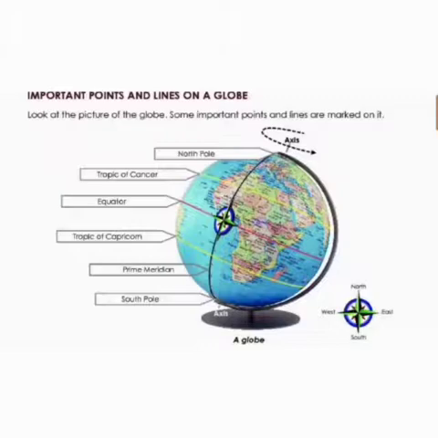Besides the equator, there are another four important latitudes. These are Tropic of Cancer, 23.5 degrees in the north. Tropic of Capricorn, 23.5 degrees in the south. Arctic Circle, 66.5 in the north. And Antarctic Circle, 66.5 in the south. So these are the important latitudes.